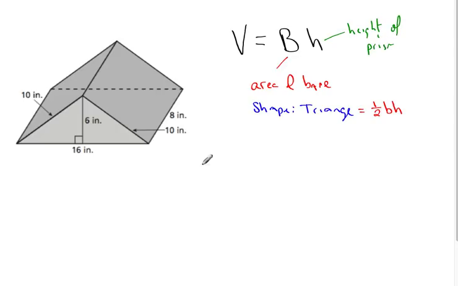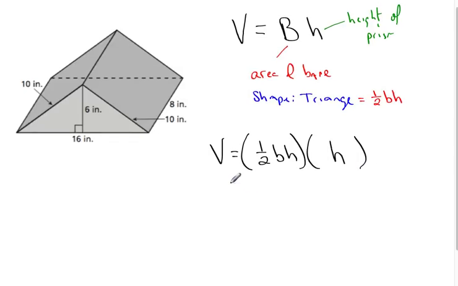Alright, so let's find these areas. So I have 1/2 base times height, that's the area of the triangle, and then times the height of the overall prism. What is the base and the height of the triangle? Yep. The base is 16, the height is 6. And what's the height of the prism? 8. That's what gives it its length. So the prism height is actually 8.